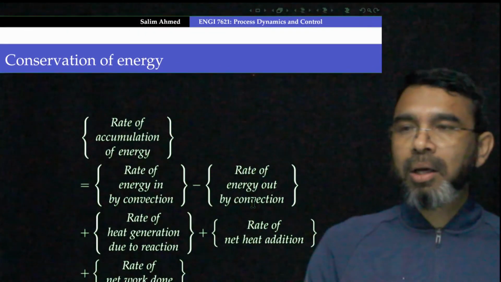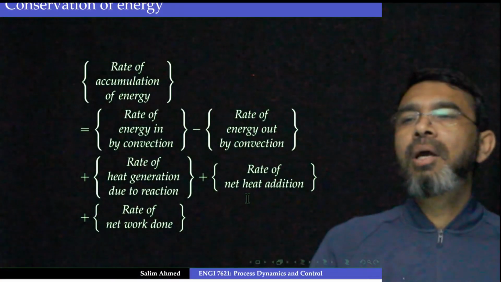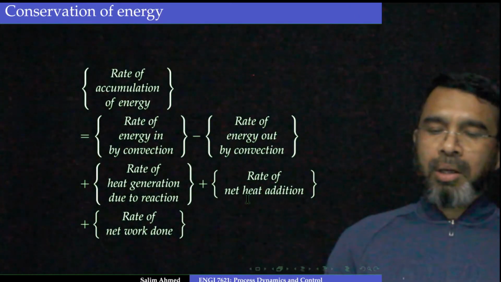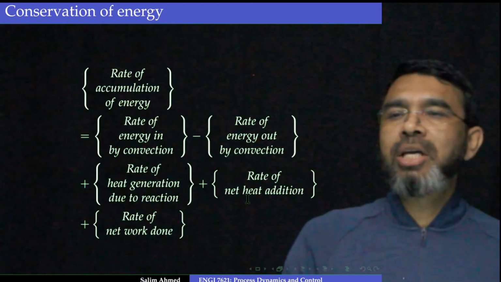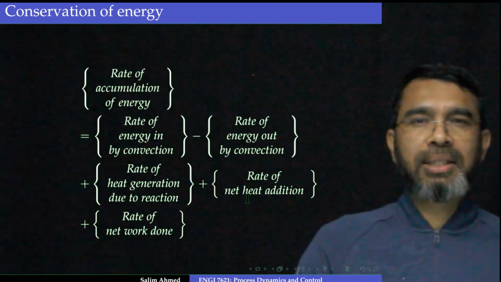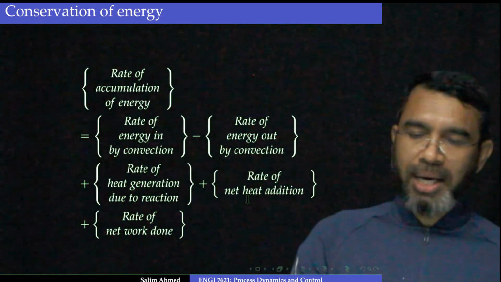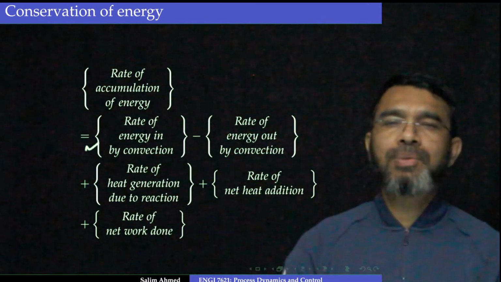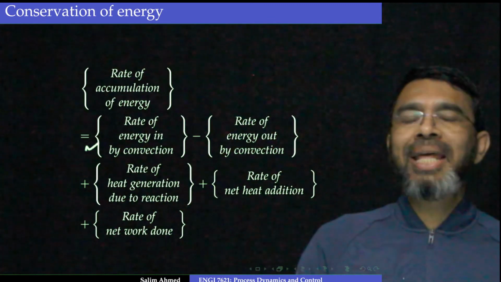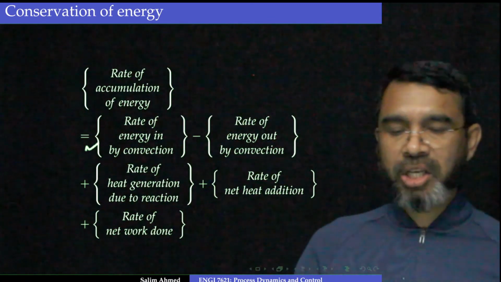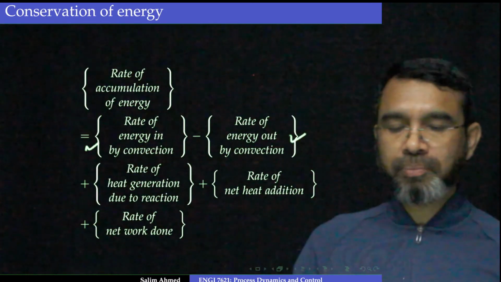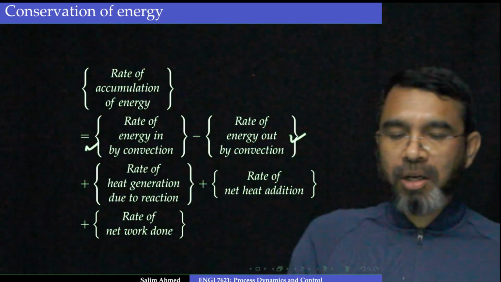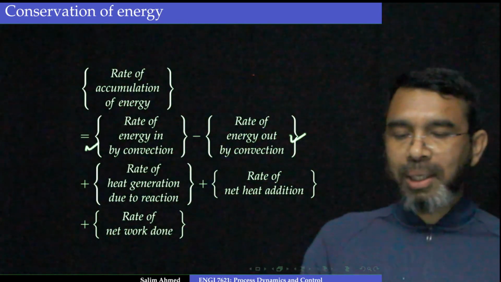So let's look at the conservation of energy then. For the energy term, again, we'll have the accumulation term, the rate of accumulation of energy, that will lead to change in the temperature of the system. Energy is coming into the system by convection through fluid coming in. Whatever energy, in terms of internal energy, is brought by the incoming fluid, that's the rate of energy in by convection, and the fluid is going out. That energy going out of the system by convection is the rate of energy out. Those are understandable. What are the other terms?